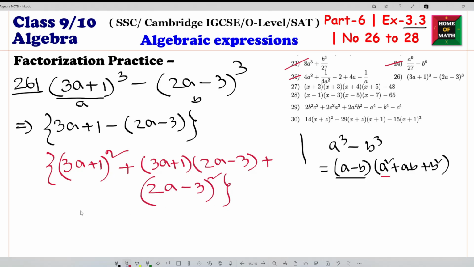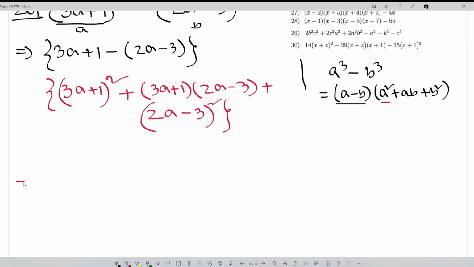Okay, now we will simplify this big expression. How? Look, first one 3a plus 1, 3a plus 1, then minus 2a, then plus 3. Okay, next one, (3a plus 1) whole square.